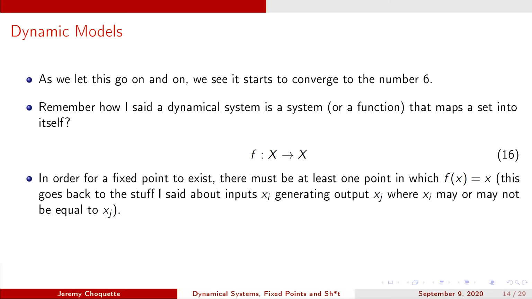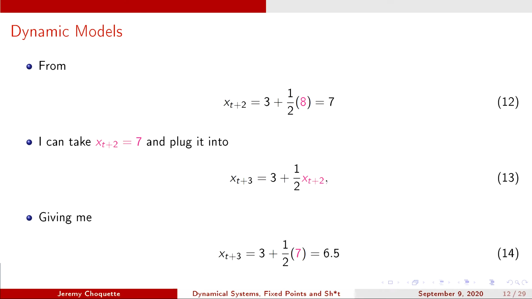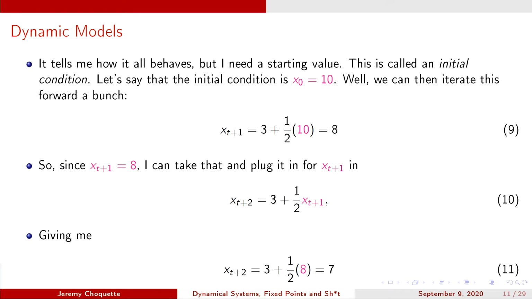So as we see, if we go back a little bit, here, x_{t+1} equals 3 plus 1/2 times x_t, right? If x_{t+1} and x_t are equal, or actually if we look at equation 10, we'll see x_{t+2} equals 3 plus 1/2 x_{t+1}. Well, what would happen is x_{t+2} and x_{t+1} would be the same. Is there some input x where x_{t+1} and x_{t+2} are equal to each other, where the input equals the output?